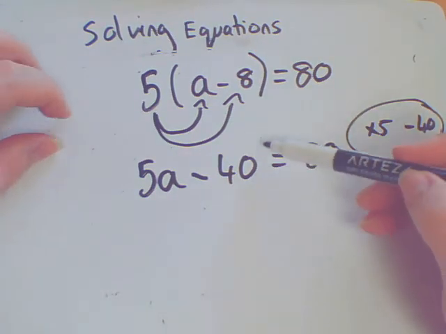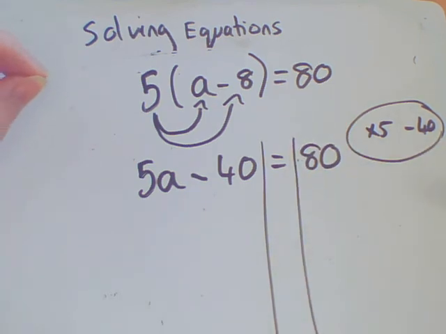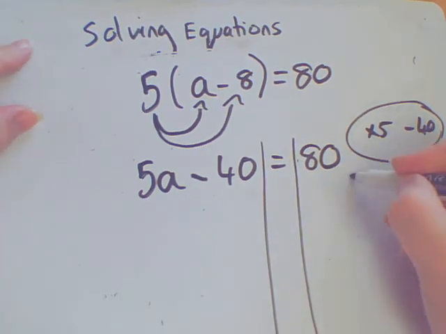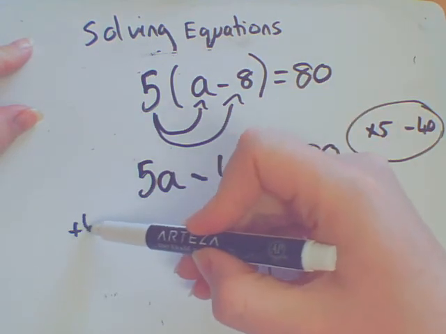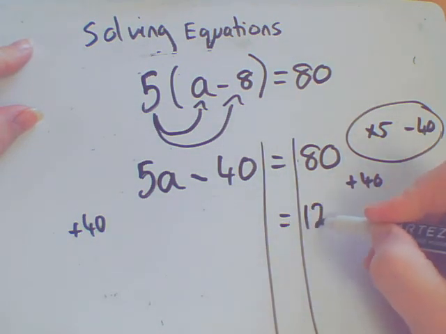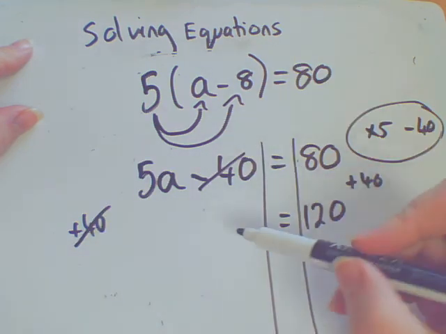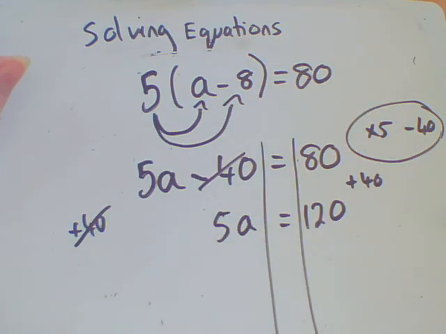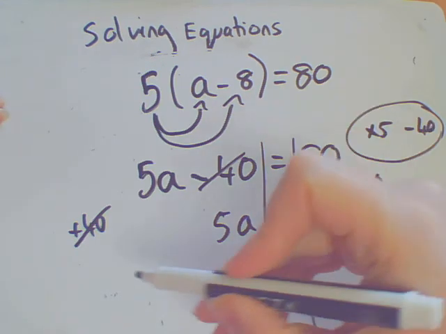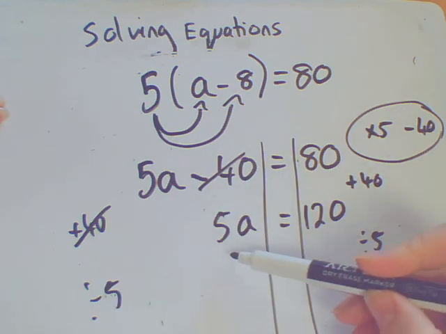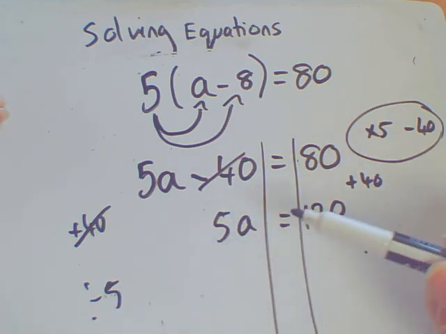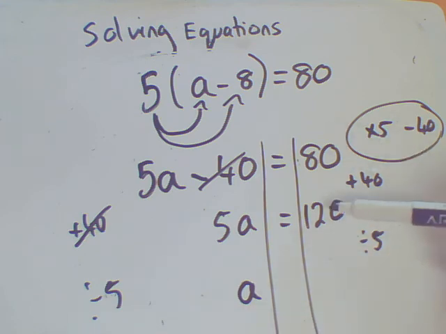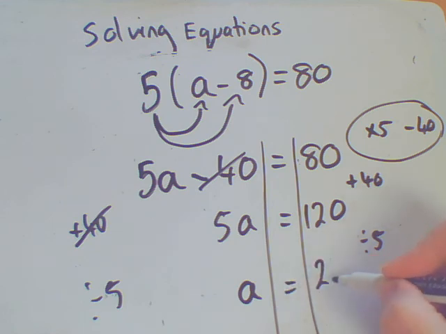That's what I'm going to undo. The method is then the same as what we've done in previous questions. So instead of subtracting 40, I'm going to add 40 onto both sides. So this side gives me 120. This cancels out to leave me with 5a. I'm then going to divide both sides by 5. So on this side, I've got 5a divided by 5, which is a single a. And on this side, I've got 120 divided by 5, which is 24. a equals 24.